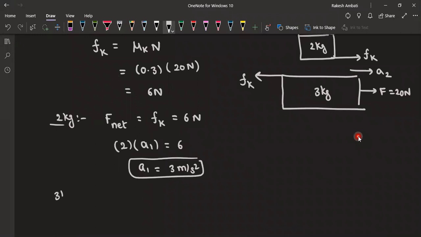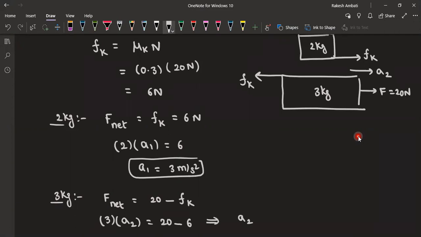In the same way, in the case of the 3 kg block, what is the dynamic equation? F, 20, minus Fk. Correct, F minus Fk. So 20 minus Fk equals resultant force, mass 3 kg times acceleration A2. What is the Fk value? We have already 6. Therefore, A2 equals 14 upon 3 meter per second square.